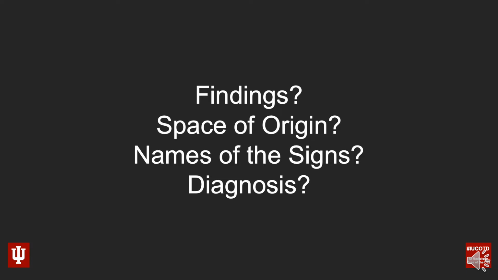Okay, I have a whole slew of questions for this case. So first of all, what are the findings? Second, what's the space of origin of the lesion that we're seeing on the images that were provided? There's a couple of signs here, classic radiology signs. One is associated with the MRI, the other is associated with the angiogram. What are the names of those signs? And then lastly, what's our diagnosis?